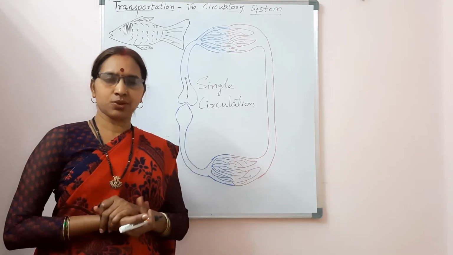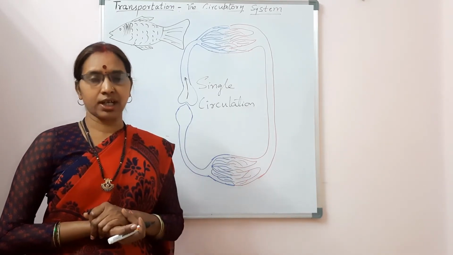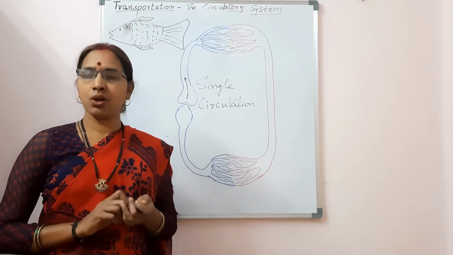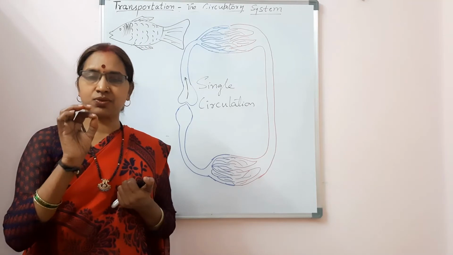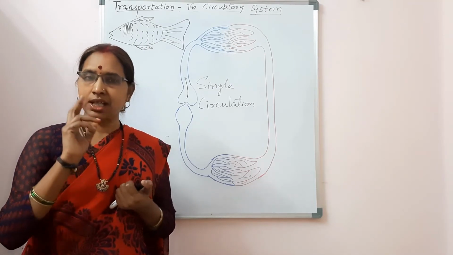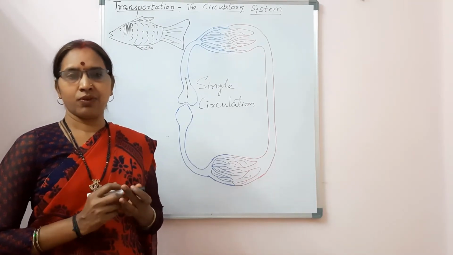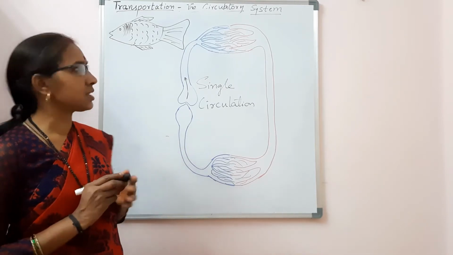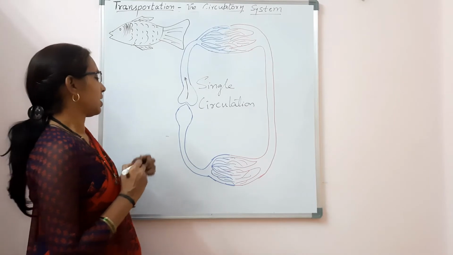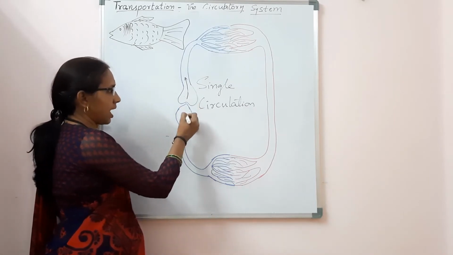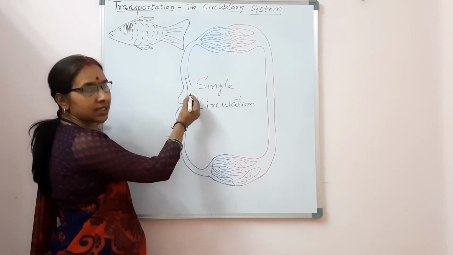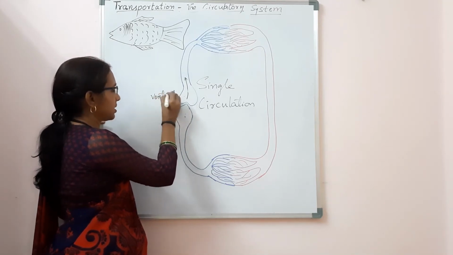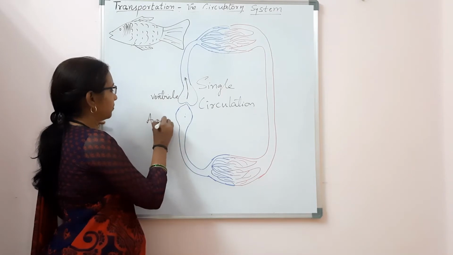In which organisms does this single circulation occur? It occurs in organisms which have a two-chambered heart. And we all know that fish are the organisms which have a two-chambered heart. That means the heart has two chambers. One is the atrium and the other is the ventricle. What happens in these organisms, that is fish, is, suppose this is the heart, it has two chambers, and this is the ventricle and this is the auricle.